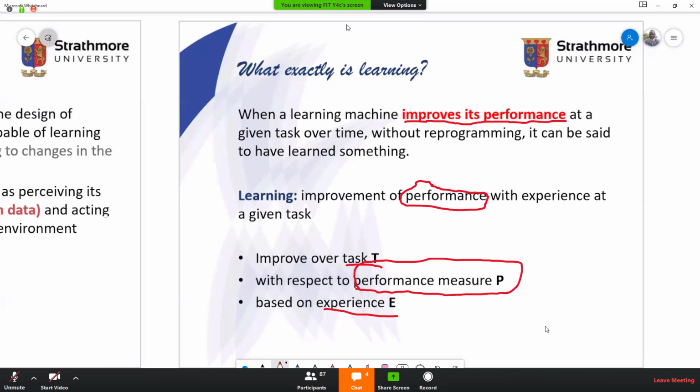Who remembers what we used to measure performance in supervised learning? Which technique did we use? You can just name it or shout it. How did we measure performance of models? Performance of models, anyone who can remember?